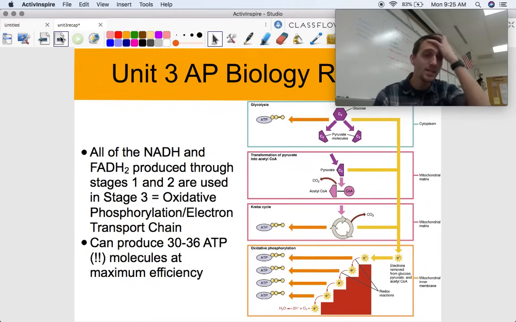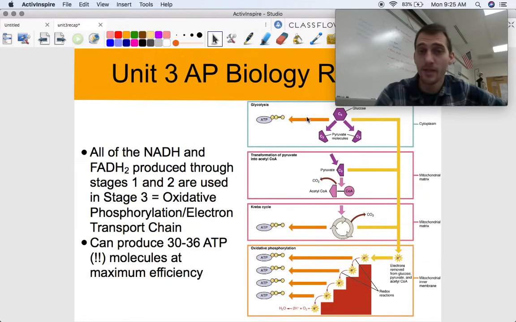All of the NADH and FADH2 produced through stages 1 and 2 are used in stage 3, which is oxidative phosphorylation, or the electron transport chain. Right up here, we produce some ATP. We produce more ATP over here, like 2 each. Nice. We can produce anywhere from 30 to 36 ATPs using 1 glucose molecule from the beginning of this process at maximum efficiency. That is huge.